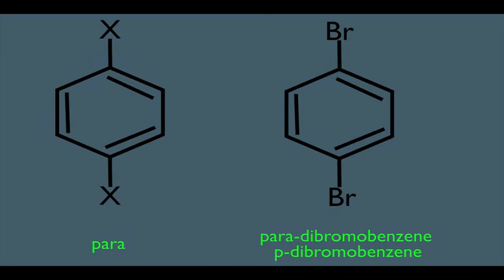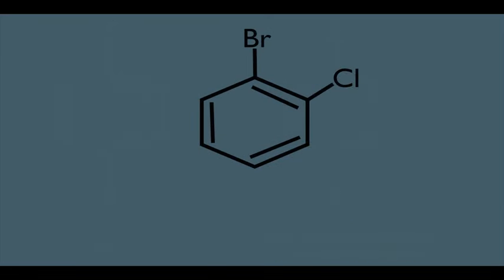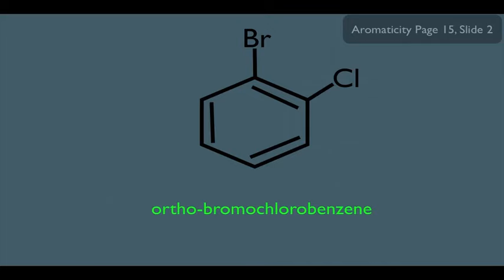Now let's look at some more examples of nomenclature here. What would you do in this case? Notice here we have two different halogens on the benzene ring. Well, one option you have is, since they're ortho apart from each other, you can call this ortho-bromochlorobenzene. Notice we're putting the bromo before the chloro because B comes before C in the alphabet. We've done things like this before in nomenclature, so it also works here in benzene nomenclature. And of course, for short, you can call this o-bromochlorobenzene.